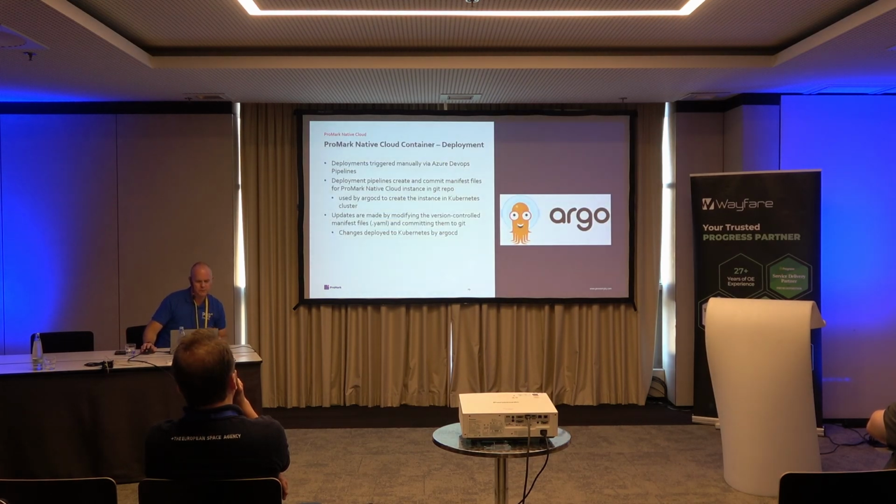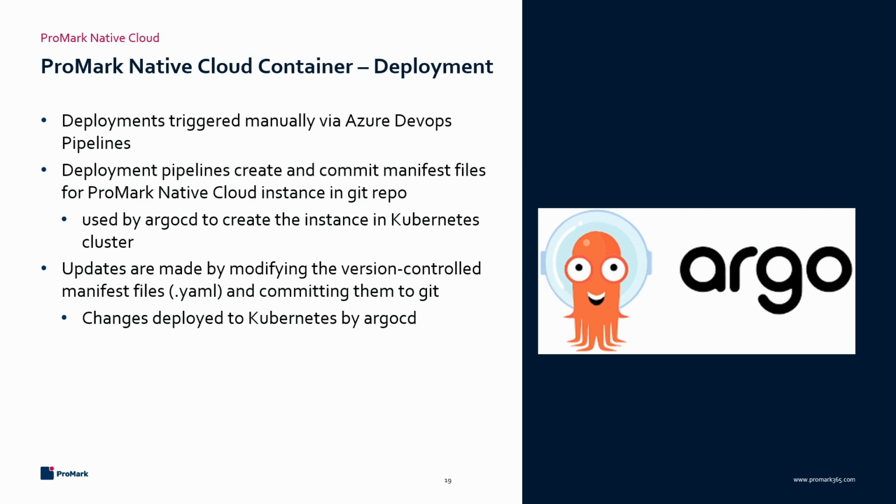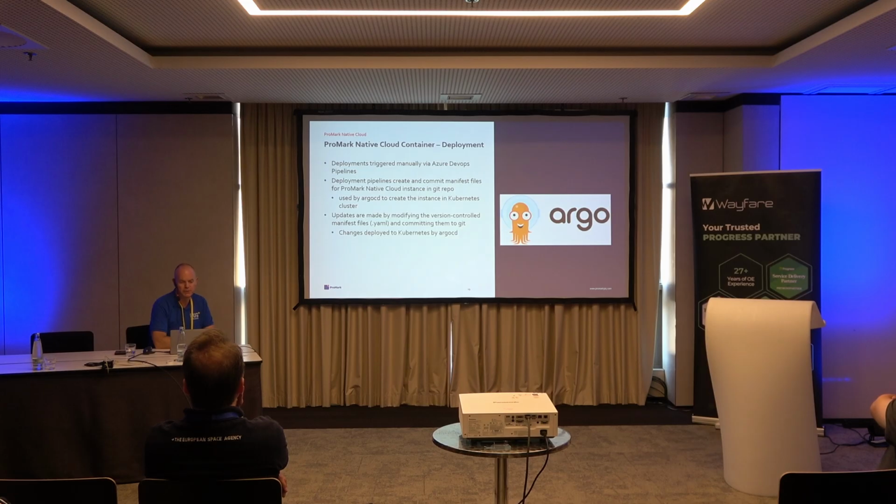Okay, so when we deploy our application, we do that through Helm charts. And the way we're doing it is a deployment is manually triggered to start with. So we go through, and I'm going to show you how we do that in a second. And we have a pipeline that runs in Azure DevOps.